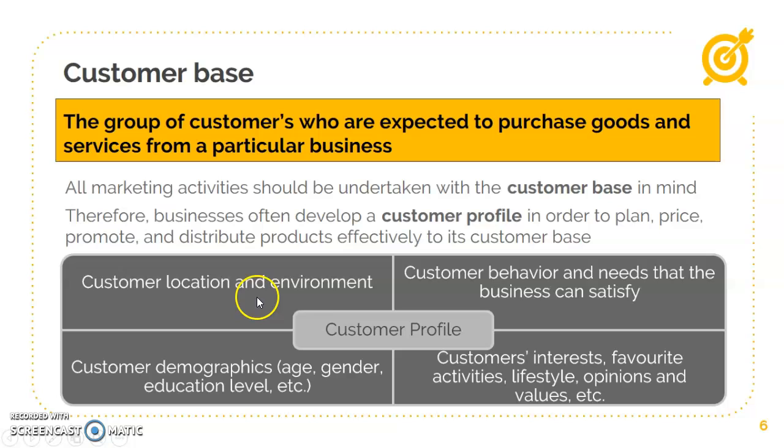Now, customer location and environment. Where is the customer located? For example, take the example of Coles. If you go to different stores of Coles, you will see different products are being sold in different locations. This is because each store is targeted to the customer needs.